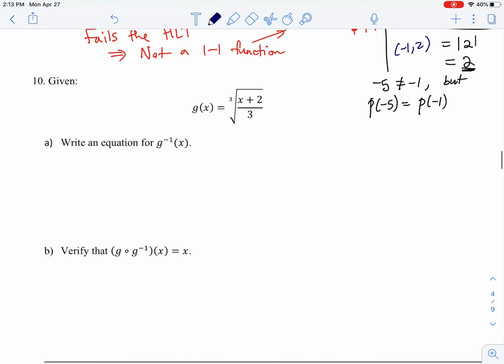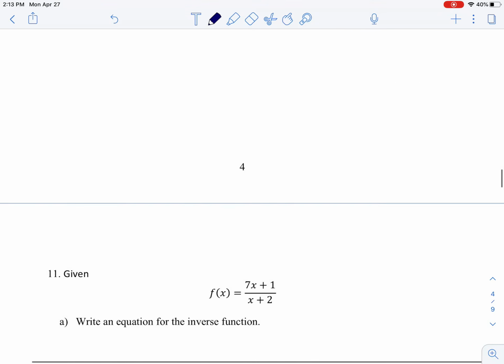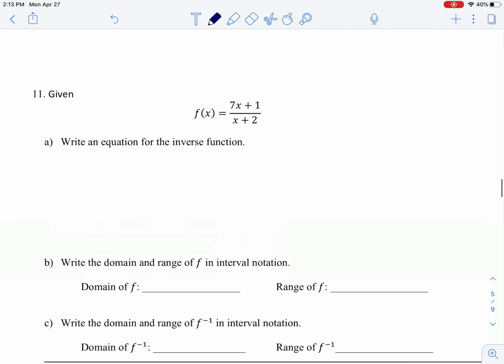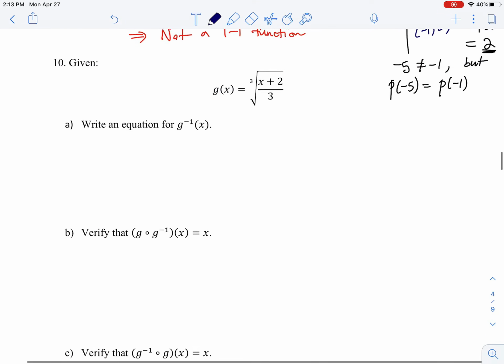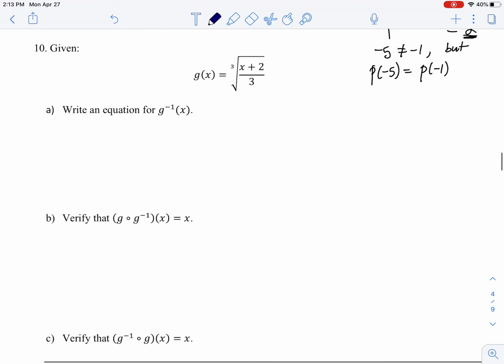Alrighty, let's look at number 10 together. You know what? 10 will be a good stopping point because 11 and 12 have to do with writing inverse functions, and this is kind of verifying the one that we write. So let's go ahead and do number 10 and I will stop this video. All right, g of x is given. It's a cube root function. They want you to write g inverse of x.